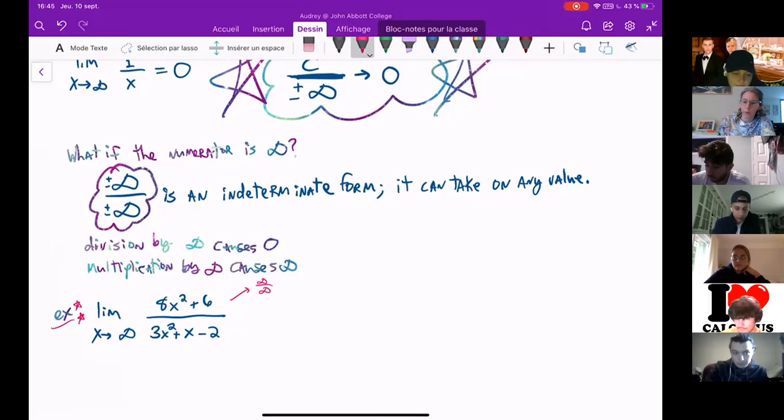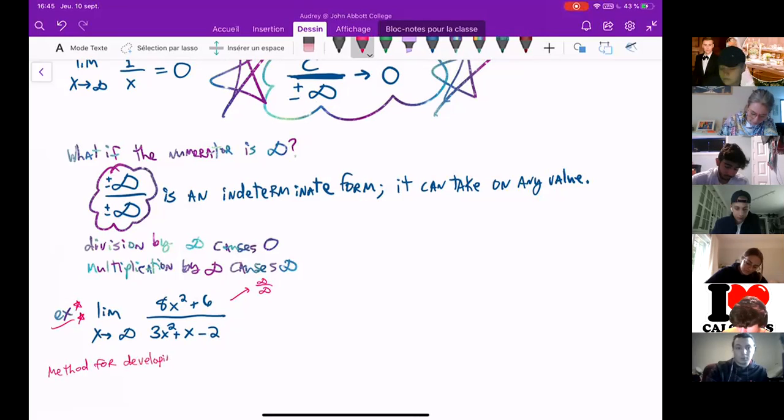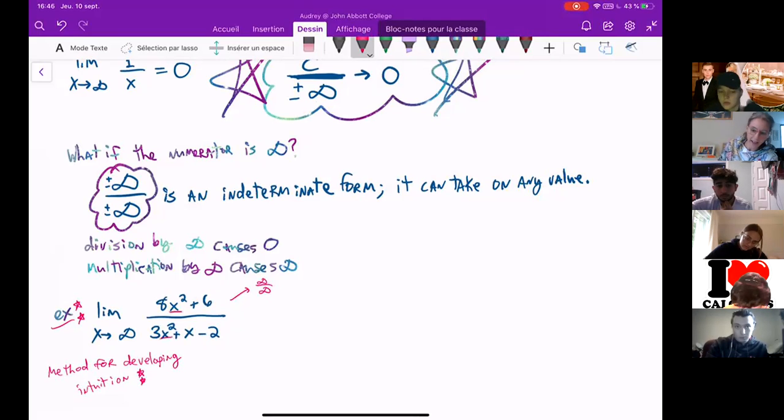So we're going to call this the method for developing intuition. And I'm never going to do it again. But it might be helpful in terms of thinking about this. What I'm going to do is recognize that the highest power overall is 2.